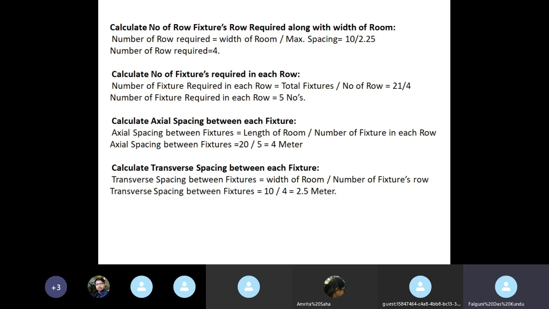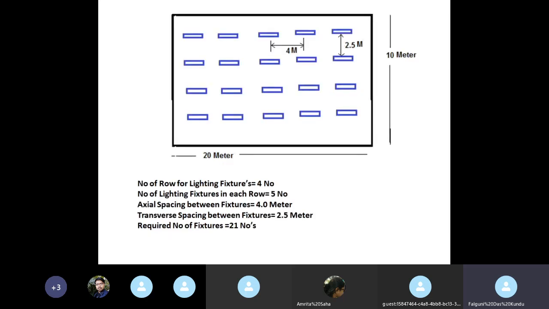Now I have to draw this. We know that the number of rows of lighting fixtures is 4, that is 1, 2, 3, 4. The total length is 20 meter and the width is 10 meter. The number of rows for the lighting fixtures is 4, and the number of lighting fixtures in each row is 5: 1, 2, 3, 4, 5.